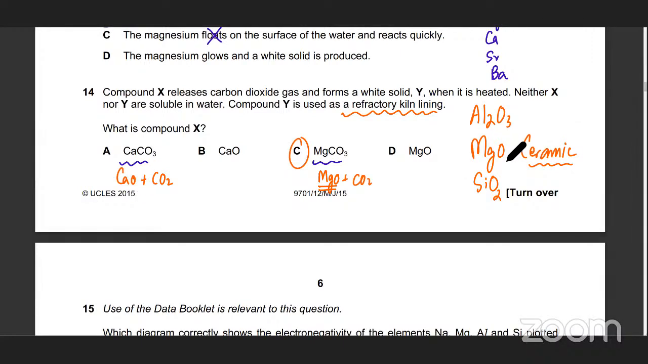And why is MgO so strong? Because Mg is a small atom. So its ionic bonds are very, very strong. Smaller ions always form very, very strong bonds because they have high charge density. For one, they are small, they're all close together, and they have very, very high charge density.